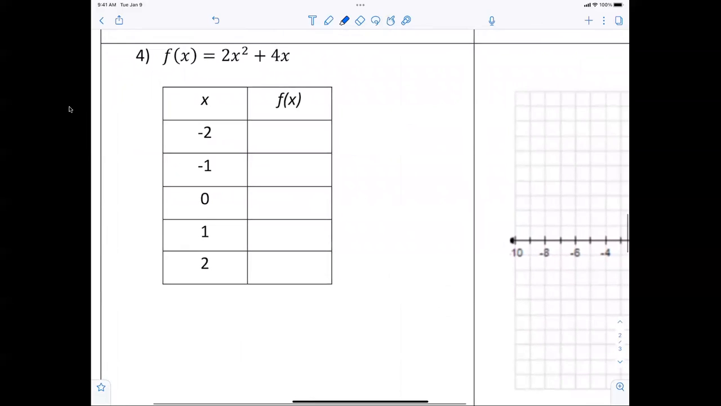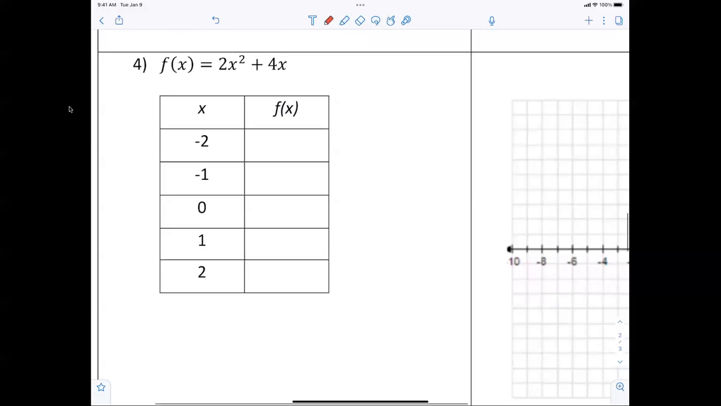Everybody now go back to y equals. Everybody, this time type in 2x squared plus 4x. And help me. -2 is what? 0. -1 is what? 0, 1, 2. All right, now, does everybody understand?